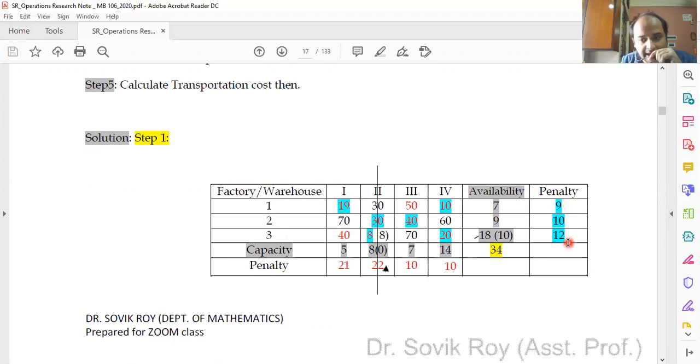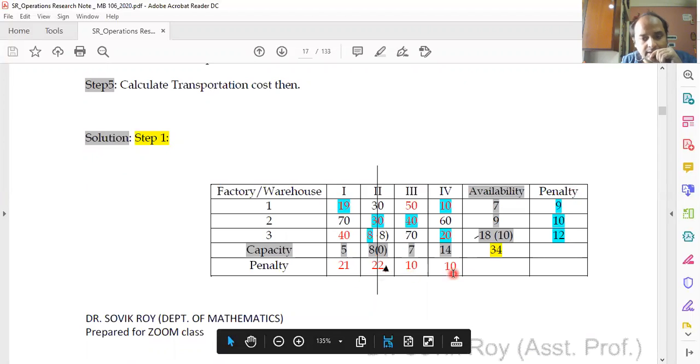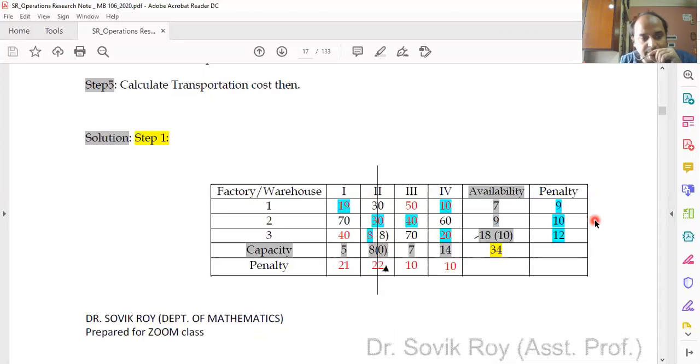9, 10, 12. These 3 penalties are for rows. 21, 22, 10, 10. These 4 penalties are for columns. So therefore 4 plus 3, 7 penalties are there. It is just aligned with what is written in step number 2. Okay, so indeed the number of penalties here is n plus m.